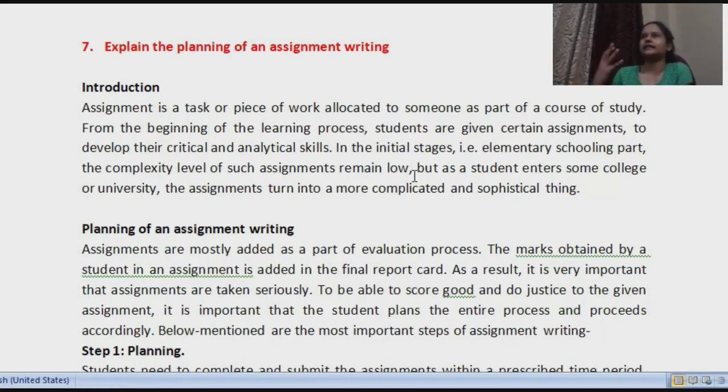It is basically that students will be taught what the different colors are. Just to make them familiar with different colors, some assignments may be given. Just to help them with the tables, some assignments may be given. But as we grow old, the level of assignment will also increase.